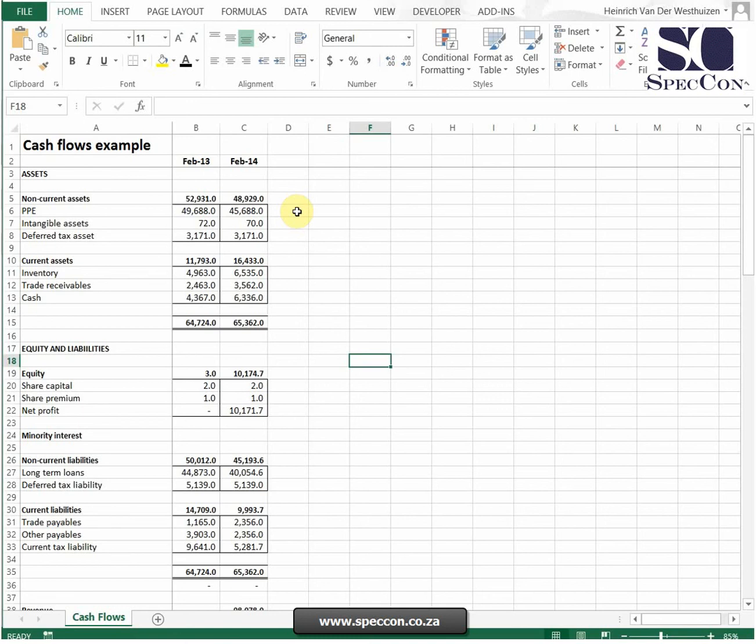Now, the biggest principle that you need to understand is that for every movement in every single account, balance sheet and income statement, if you take out the cash flow line, every other movement will be equal to the cash flow movement. So when you understand this, you'll be able to do a cash flow.